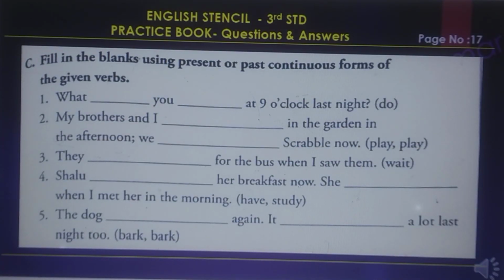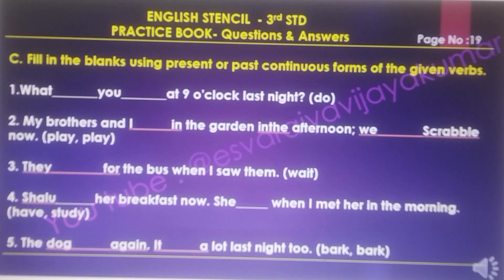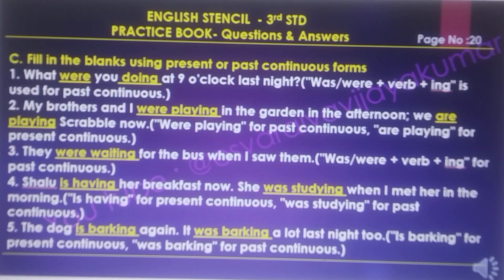Question number C. Fill in the blanks using present or present continuous forms of the given verbs. Here is the answers I have given and the same questions here. What were you doing at 9 o'clock last night? Was plus were plus ing is the past continuous tense.